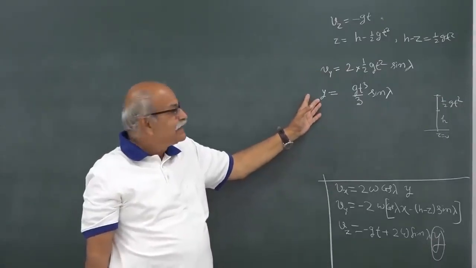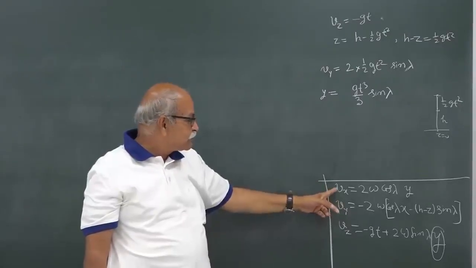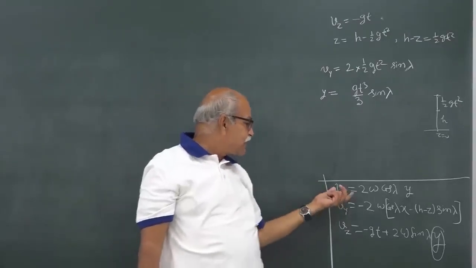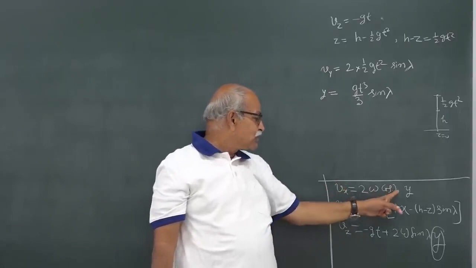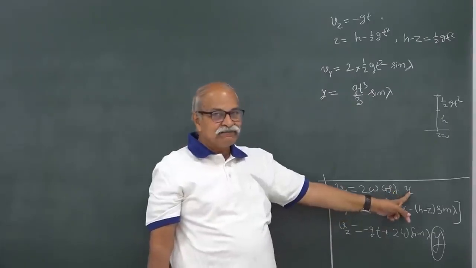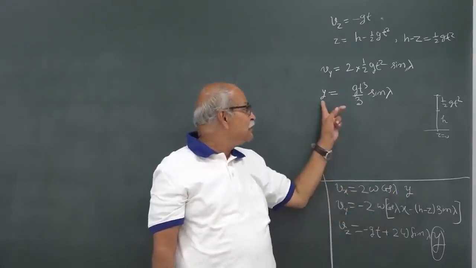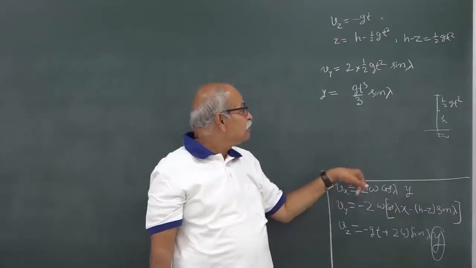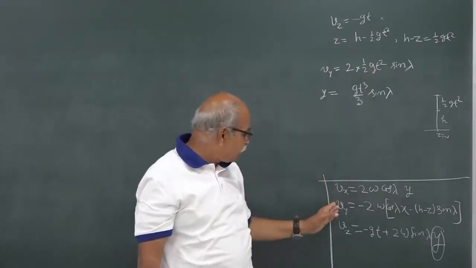The more time it spends in air before reaching the ground, the more is the deflection towards east. What happens to x? Vx is equal to 2 omega cos lambda times y. Once again, this y is coming only because of omega. Where is my omega?